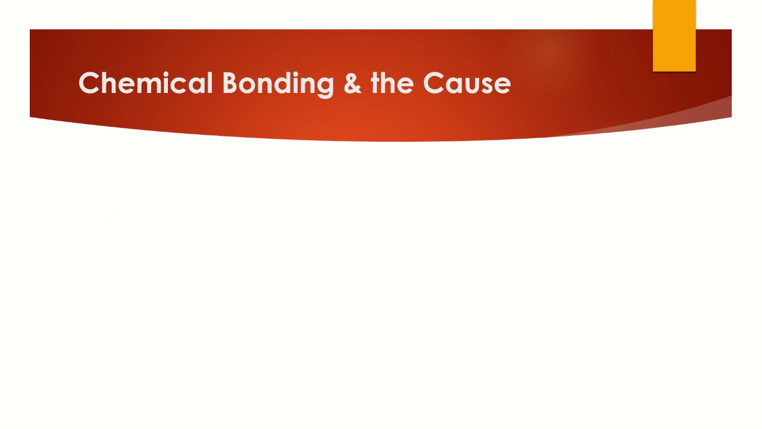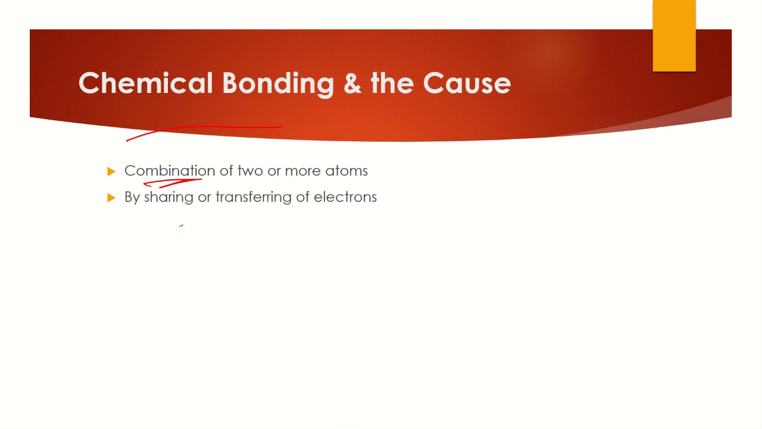So now, the definition of chemical bonding. What does chemical bond mean? It is the combination of 2 or more atoms. When 2 or more atoms combine together, that is called chemical bonding. So how does it happen? How does chemical bonding occur? It occurs by sharing of electrons or transferring of electrons. So atoms combine together either by sharing or transferring of electrons.